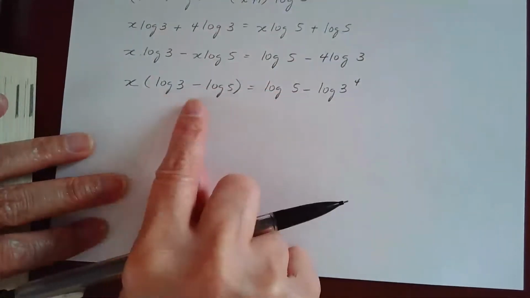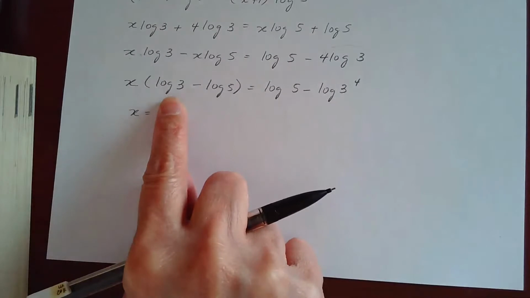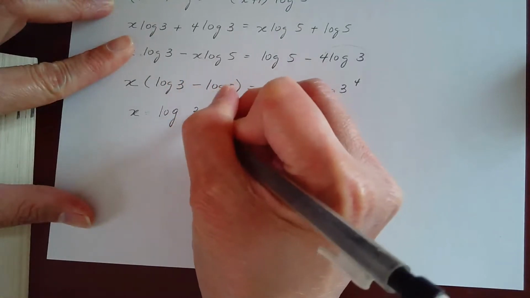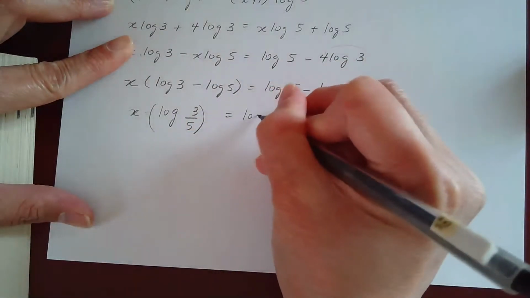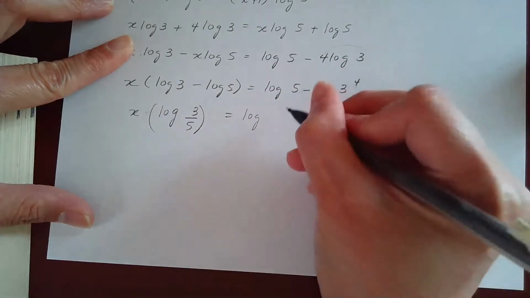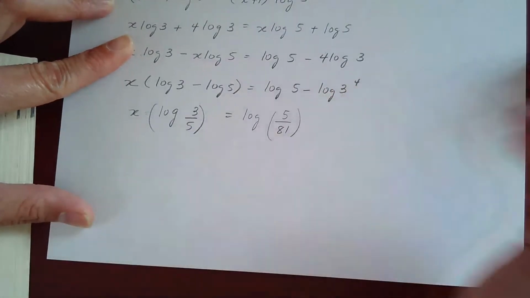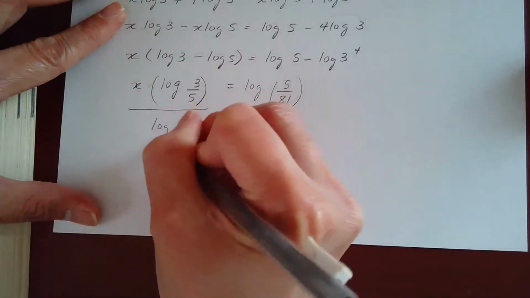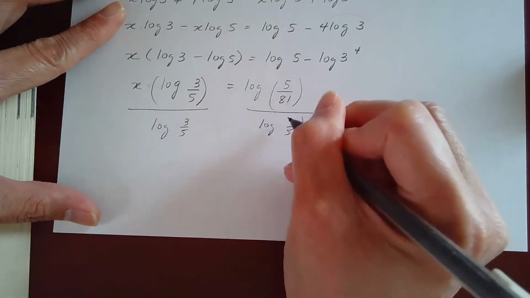Okay, so we can simplify this one here. We can say log 3 minus log of 5 simplifies as log of 3 divided by 5. And then this one here, we could also simplify as a single logarithm, log of 5 over 3 to the 4th, which is 81. Okay, so that's that. And then finally, divide by the log of 3 over 5.